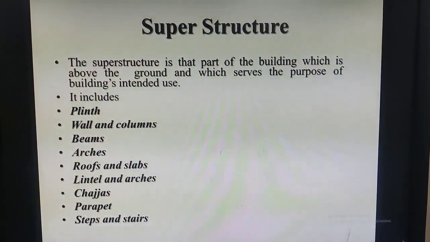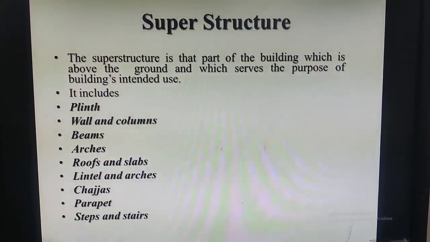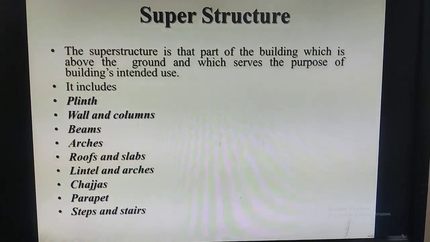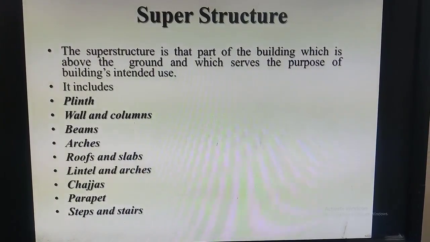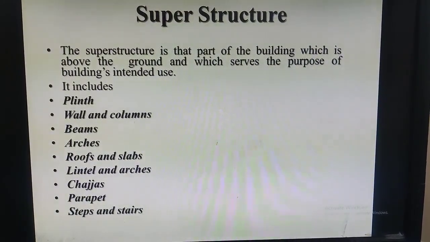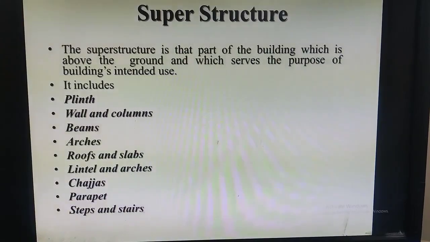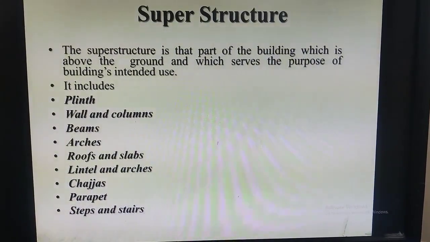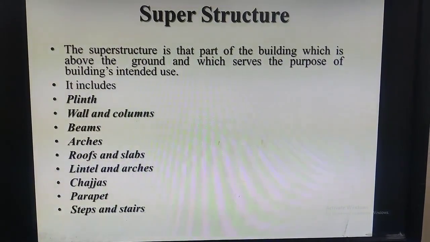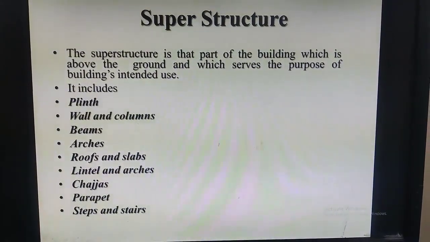So what is superstructure? The superstructure is that part of the building which is above the ground and which serves the purpose of building's intended use. Consider a ground level, then whatever part of the building which is above that ground level is called a superstructure. Examples are plinth, wall, column, beams, arches, chhajjas, parapet wall, steps, staircase, etc.